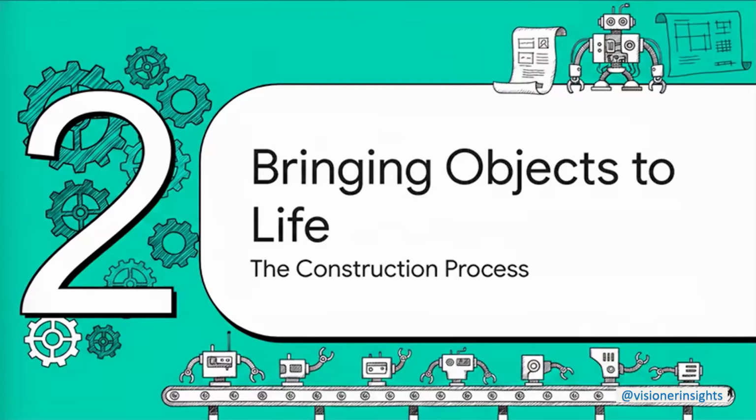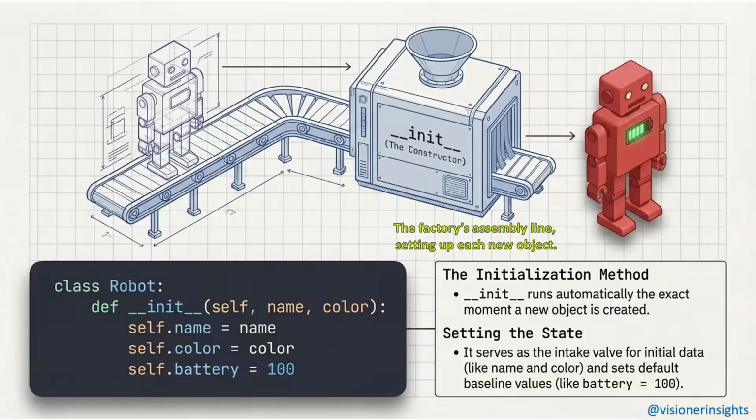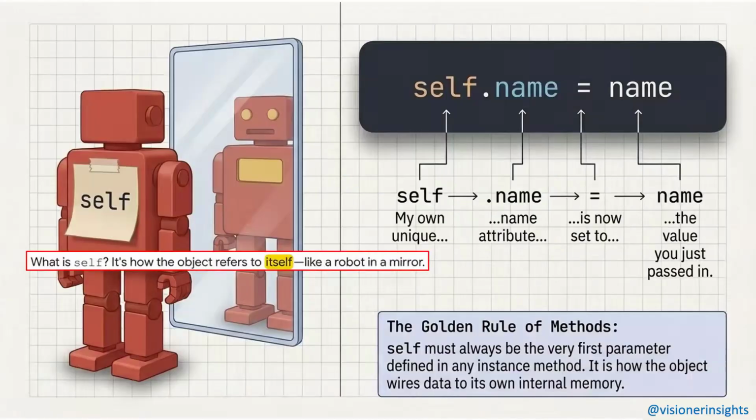Okay, so our blueprint is done. Let's head over to the factory floor and see how we actually manufacture a real working robot from this plan. This is where the magic happens. Every class has this special function, this special method called __init__. You can think of it as the factory's automated assembly line. The second you decide to create a new robot, this __init__ method just runs all by itself. It's like the intake valve that gives our new robot all of its starting settings, its name, its color, and a nice full battery.